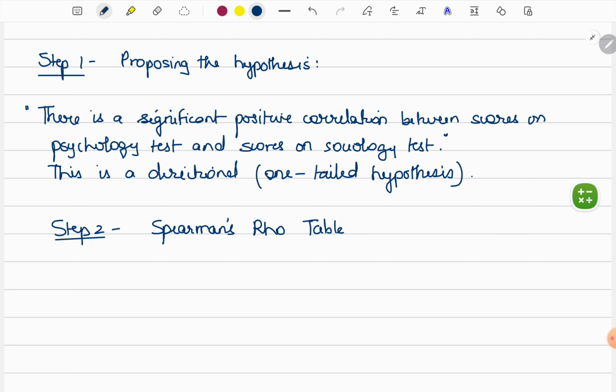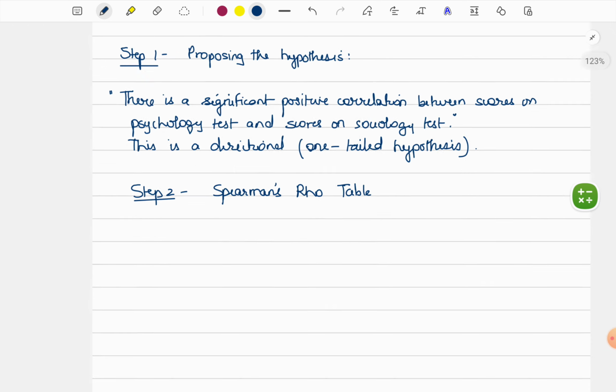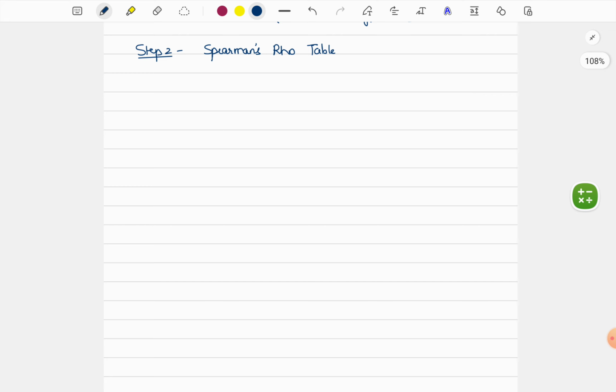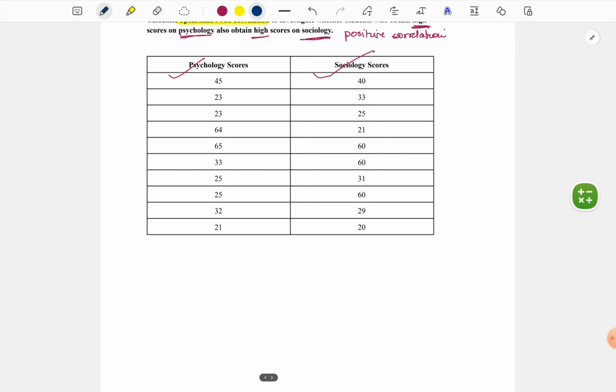A Spearman's rho table will always have 6 to 7 columns. Why I'm saying 6 to 7? Because most of us prefer having one column with serial number. So if I take that, it will make for one extra column. It means totally there will be 7 columns. But if I don't make that, then there will be 6 columns. So 6 columns at a minimum. And the number of rows that we have to take on the table depends on the number of scores which are there. So I can just count mentally.